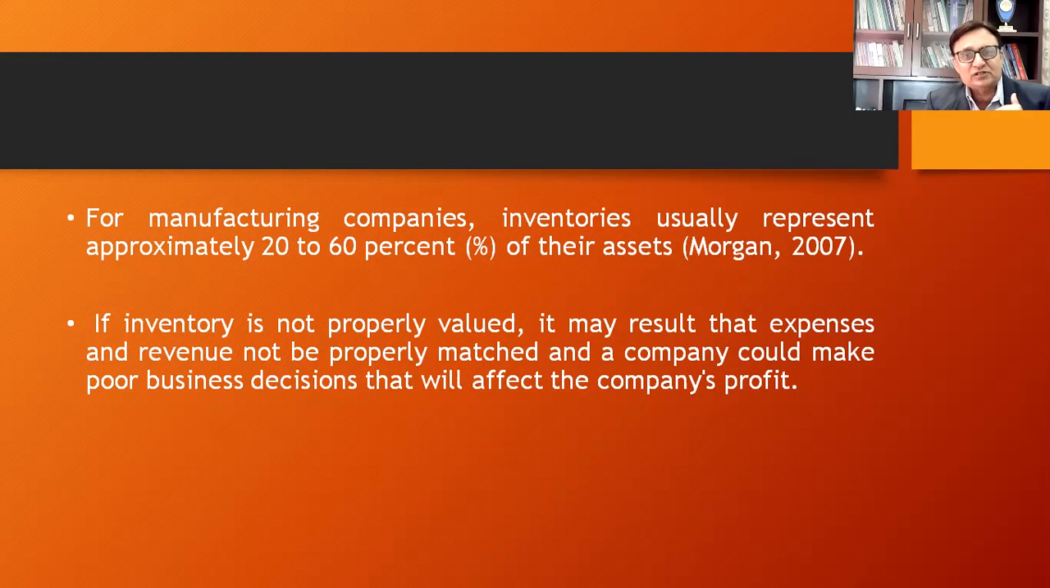If the inventory is not properly valued, it may result in expenses and revenues not being properly matched, and the company could make a poor business decision that will affect the company's profit. So it is very appropriate that we have a standard valuation model. The basic purpose of IAS 2 is to provide a standard valuation model, first for the recognition of the inventory, then the measurement of the inventory, and finally, a consensus on the disclosure practices which are required to be made by different companies.